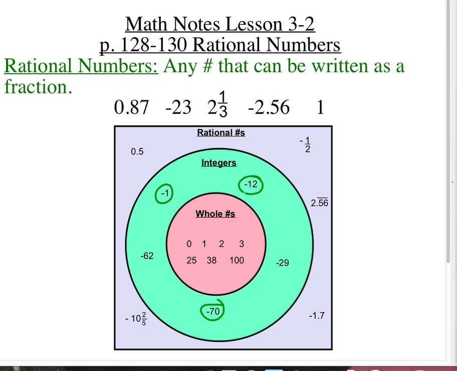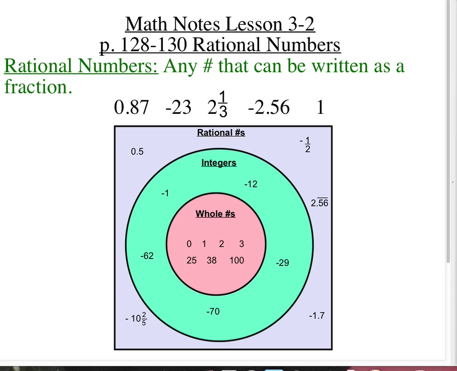Now notice that the negatives, like this -12, it is not in the integer or the whole number balloon. So a negative number like -12 cannot be called a whole number, right? He's not in that part of the design. Okay?